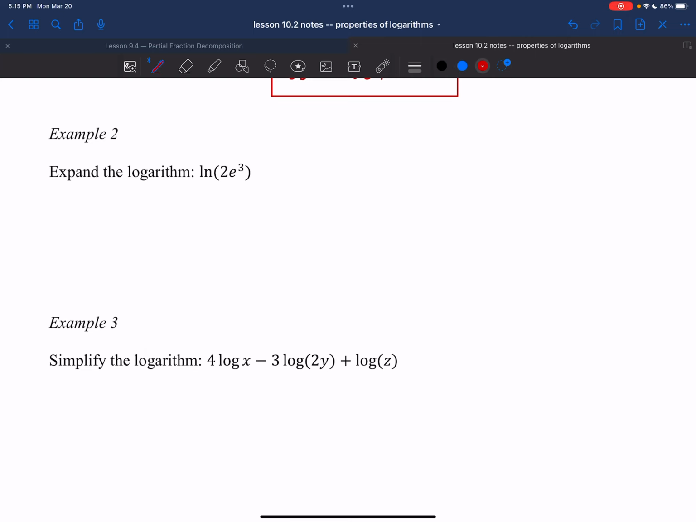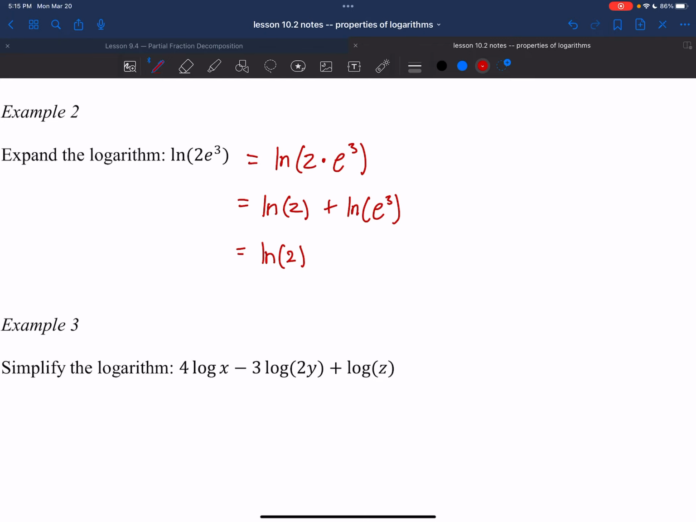Let's expand natural log of 2 times e to the power of 3. So you see this is natural log of 2 times e cubed. Well, using the product rule, I can write this as a sum of the natural log of 2 plus natural log of e cubed. Now, the nice thing about this, natural log of e cubed, you can actually simplify further. It's actually going to be 3, and let me show you why. Look at that exponent on e, right? I'm going to use the power rule here.